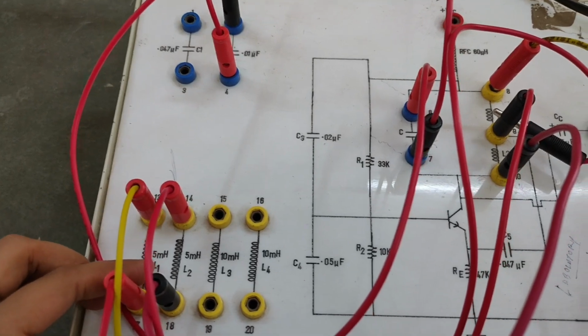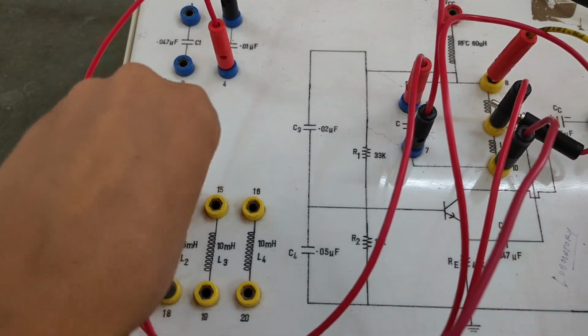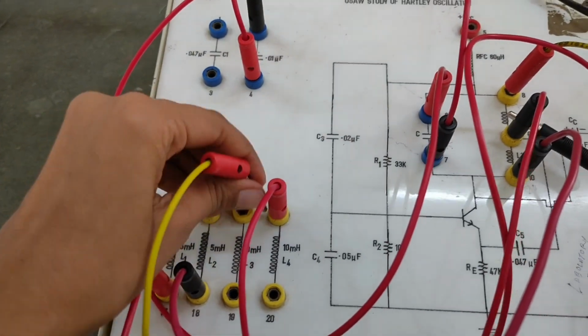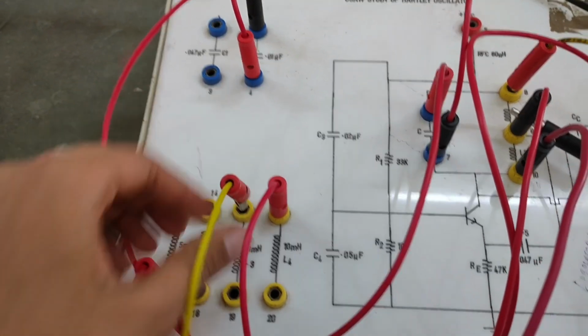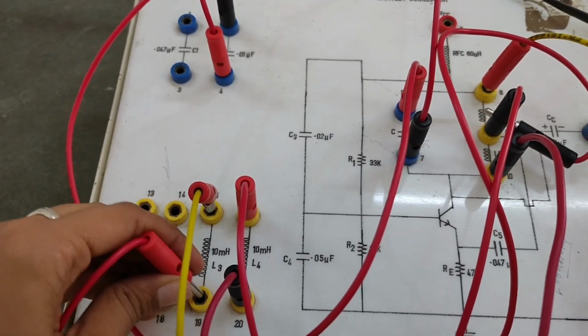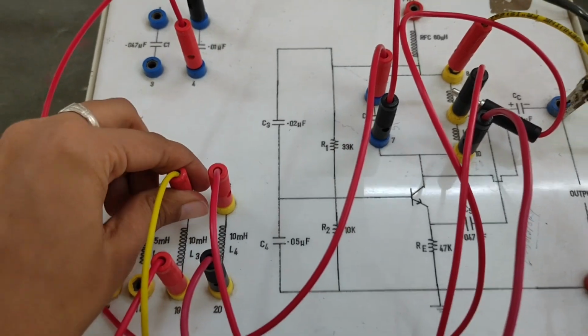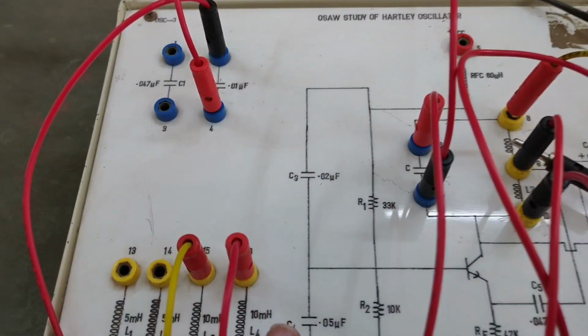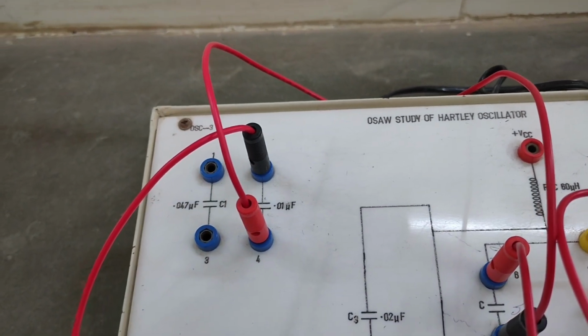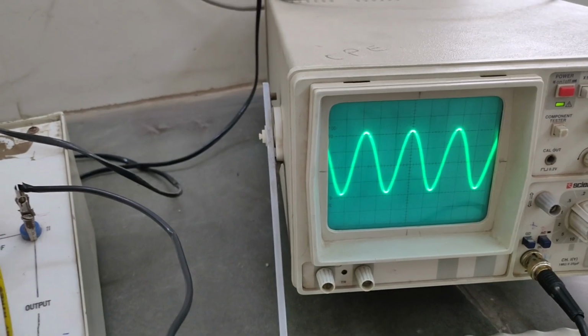L1 and L2 are 5 millihenry in the first case. For the next combination, we will change the values of L1 and L2. We will keep them at 10 millihenry. So we can clearly see the values of L1 and L2 are 10 and 10, and when the capacitance is 0.01 microfarad, we can see the output waveform.